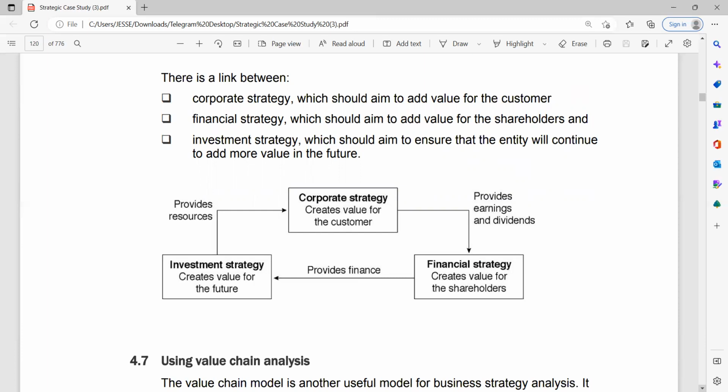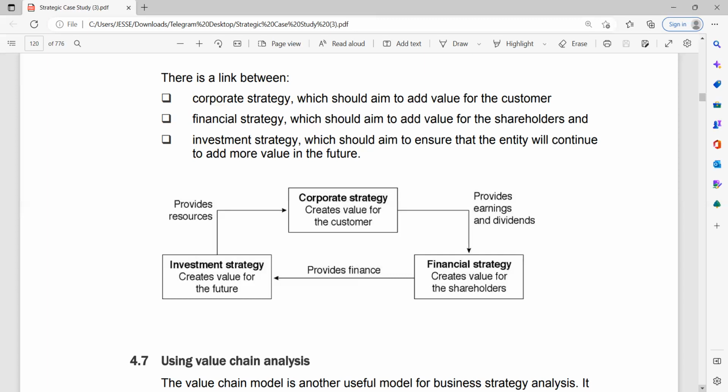Corporate strategy creates value for the customer. We are looking at this in relation to value creation. Financial strategy creates value for shareholders. Investment strategy creates value for the future. And these three things are linked, but at the center of it is value creation.